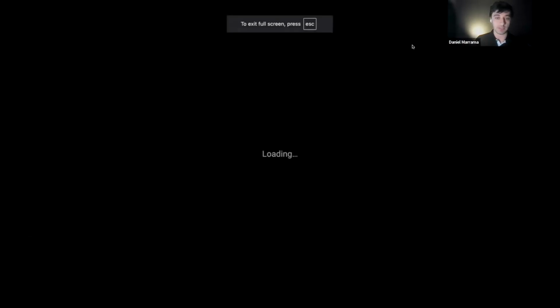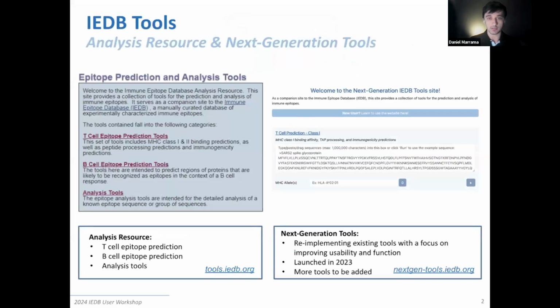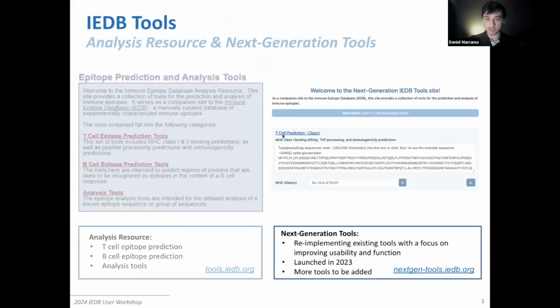Hey, everybody. So I'm Dan. I work in the Peters Lab as a bioinformatics specialist. I'm going to be demonstrating an example of using the pipeline feature for the next gen tools that Jay touched on. So some of this beginning stuff will be a little bit redundant to what Jay talked about. So yeah, we're going to be talking about next gen site.